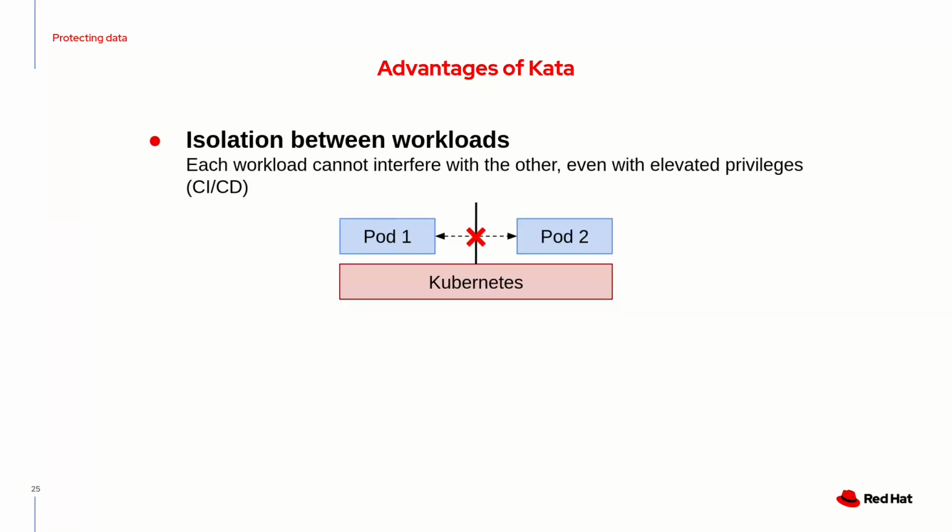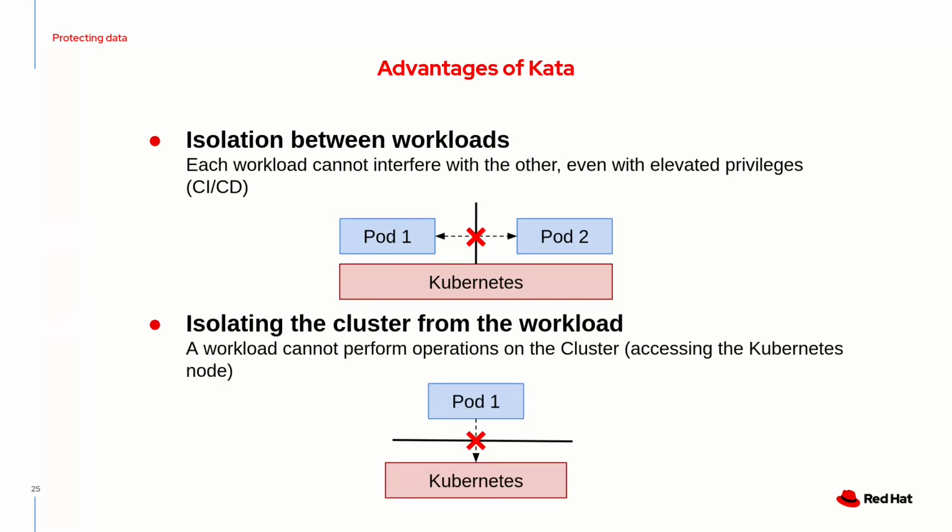The advantages of Kata are, first of all, isolation between workloads. Each workload, each pod cannot interfere with the other, even with elevated privileges, for example, for CI/CD pipelines. And also isolating the cluster from the workload. A workload cannot perform operations on the cluster, like accessing the node.